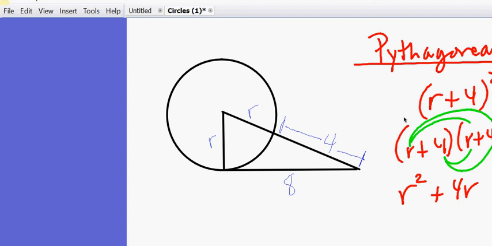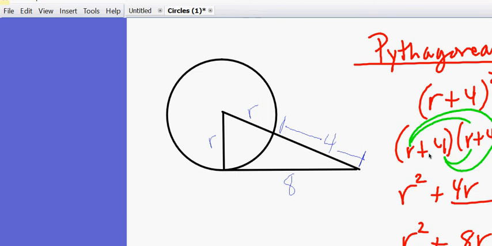All right, so now here's the thing. I need to simplify a little bit. What is 4r plus 4r? It's 8r, right? So I'm going to put those two things together. So I'm going to bring down r squared plus 8r plus 16 equals r squared plus 64.